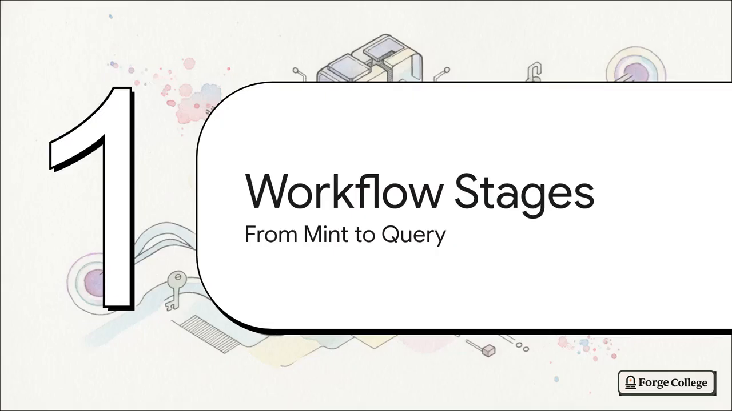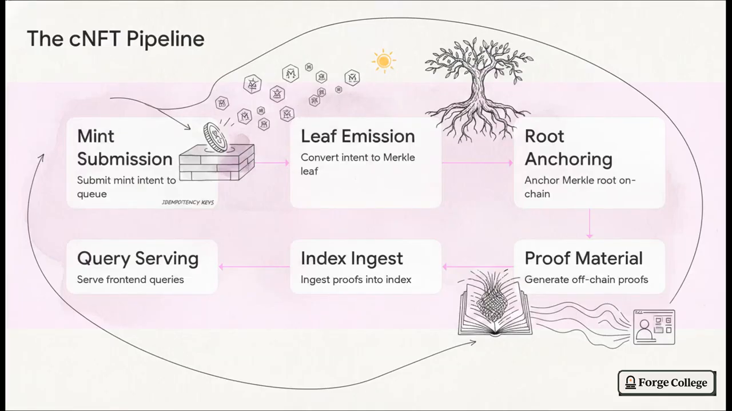Moving right along, Section 3, the workflow stages. So, transitioning from our physical metaphor over to our digital schematic, we can break our system down into distinct, totally manageable steps. First up, a client submits a mint intent to a highly reliable queue. Second, the pipeline converts those intents directly into Merkle leaves. Third, we generate a route and securely anchor it on chain. Fourth, we materialize the compact proof. Fifth, we ingest those proofs straight into our index. And finally, step 6, our front-end queries that index. It is a beautiful, highly predictable pipeline that completely prevents your code from becoming deeply coupled.